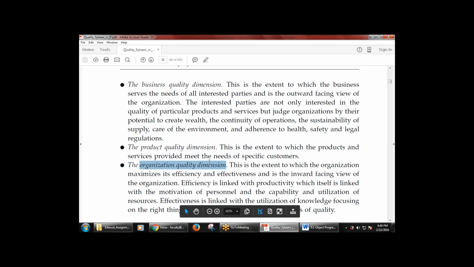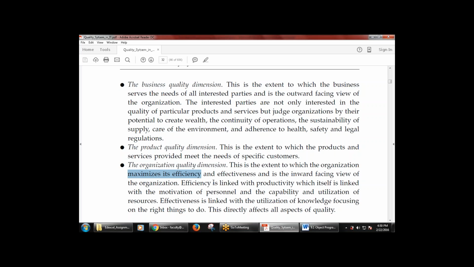Next is the organization quality dimension. That is the extent to which the organization maximizes its efficiency and gains profit. This is the main part. That is the organization quality dimension. This is from the organization point of view. So one is the business quality dimension, the product quality dimension, and then next is the organization quality dimension.